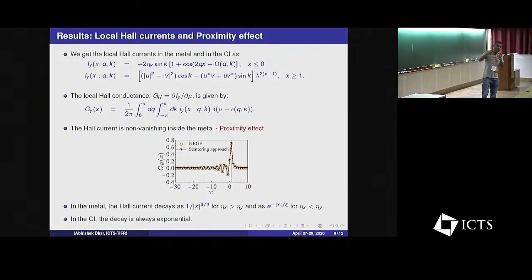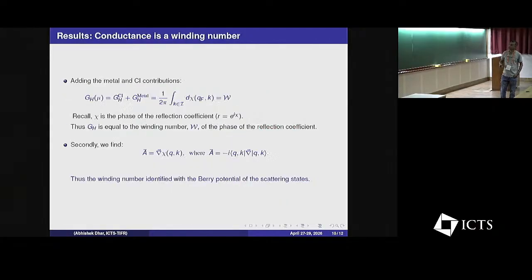The insulator breaks time reversal invariance, so you can have chiral modes, but it also induces a current in the leads. We can show that these currents have either a power law or exponential form depending on the lead parameters. Then we can compute the total Hall conductance, and we show that you can relate it to a winding number, and you can also relate it to a Berry phase.